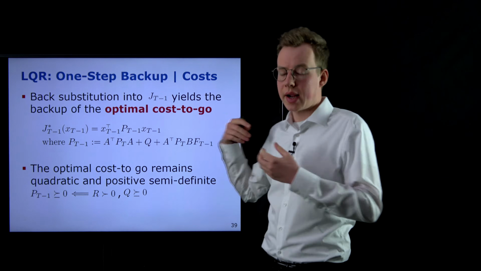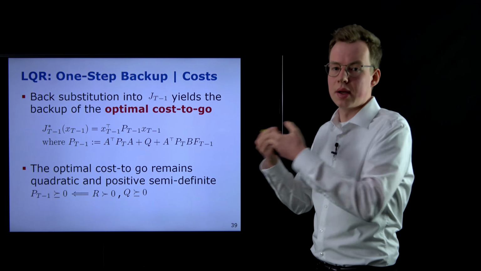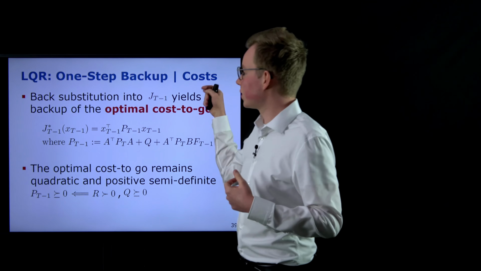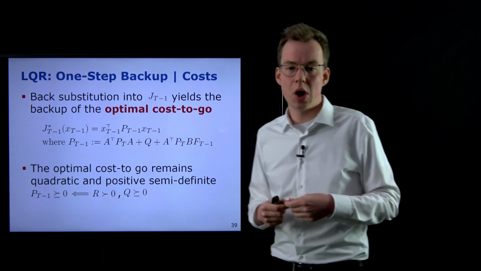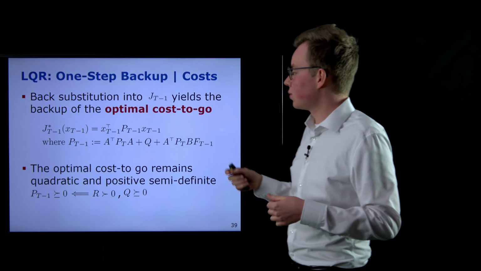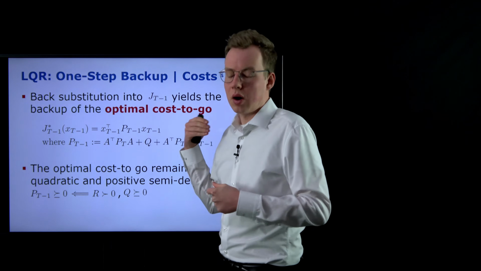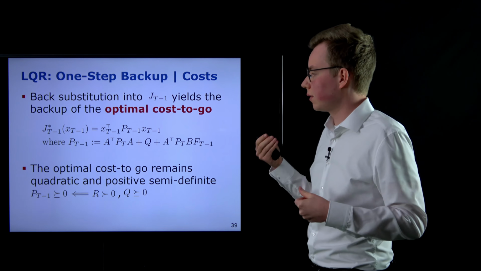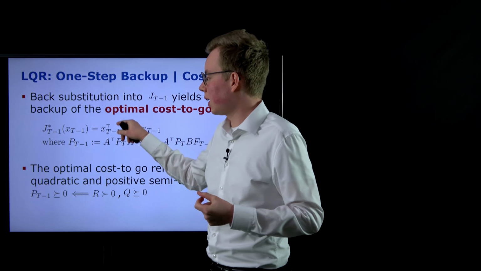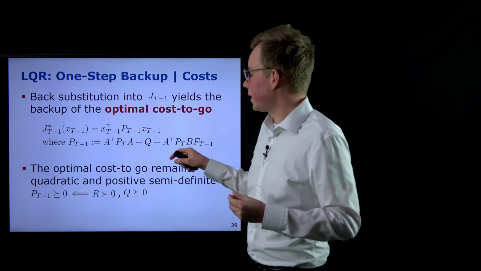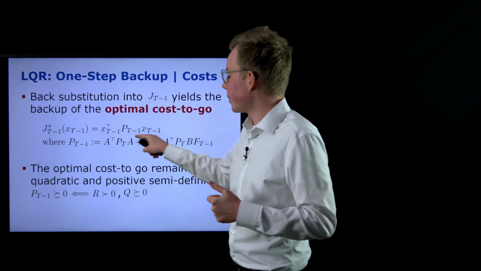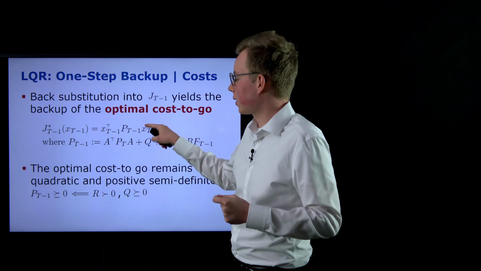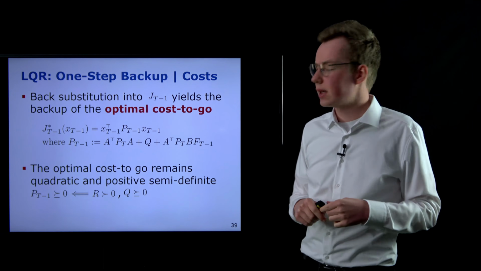Okay, that was the backup, so how we compute the controls at one time step backward in time. Now we also have to back up the costs, so the optimal cost to go. We can again do that by plugging the optimal control function into our cost to go. And so we will end up again with this kind of expression where we get a cost that is quadratic in the state.